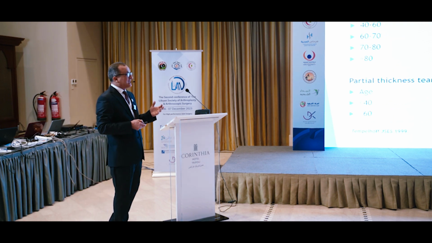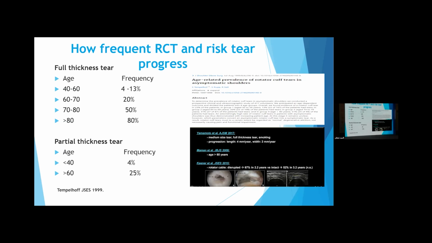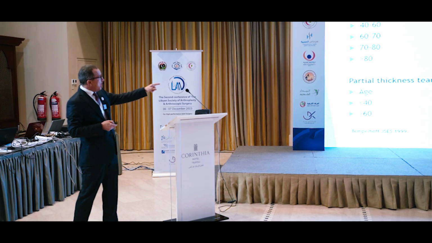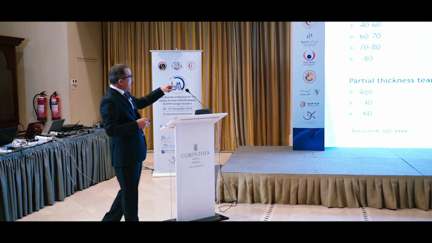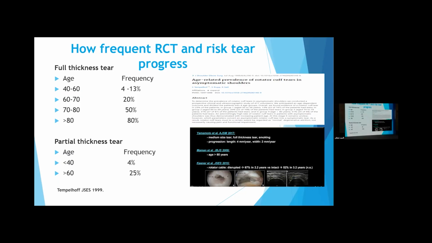How frequent is the rotator cuff tear and what are the risk factors? The risk clearly rises with age. For full thickness tears at 40 to 60 years, it is 4 to 13%, but if you go up to 80 years, it's 80%. For partial thickness tears, if we are less than 40 years, it's 4%, and if we are more than 60 years, the partial is 25%. It's a very nice article from Tempelhof in the same journal.